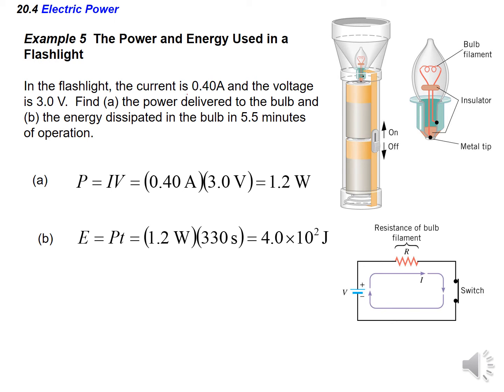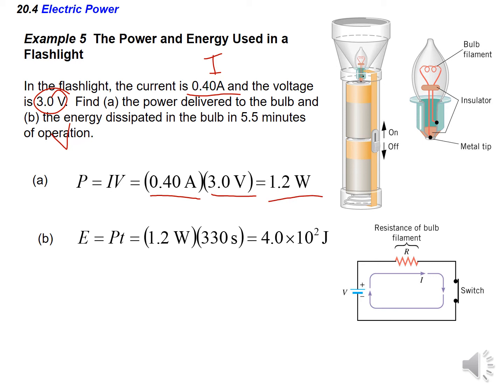In the problem, we have the given current, 0.40 ampere. So this is the current, and a voltage of 3 volts. So this is V. We are asked to get the power delivered to the bulb. So power is simply V times I. This is I, this is V. This is equal to 1.2 watts.